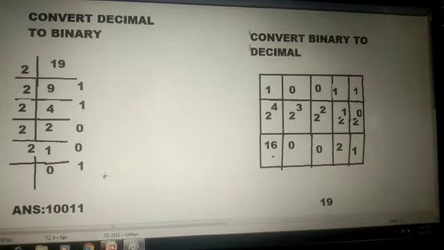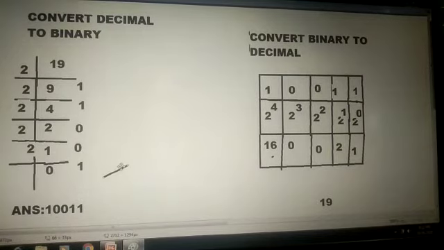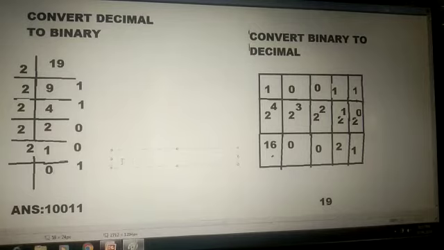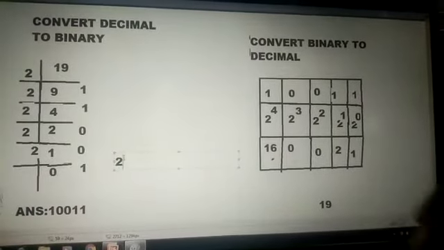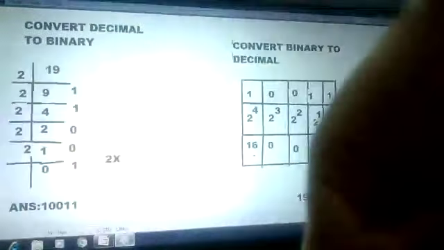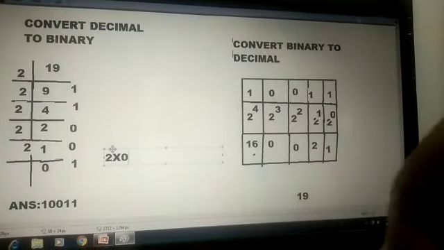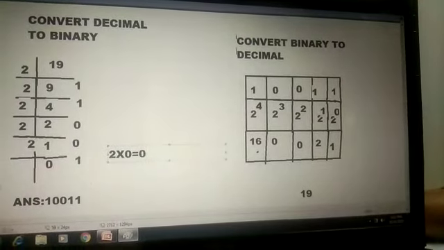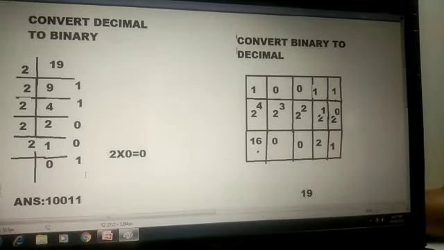Let me tell you this. Suppose I have the 2 here. 2 multiplied by 0 is equal to 0 only. So if I divide like this, what is the remainder I will get? I will get only 1.